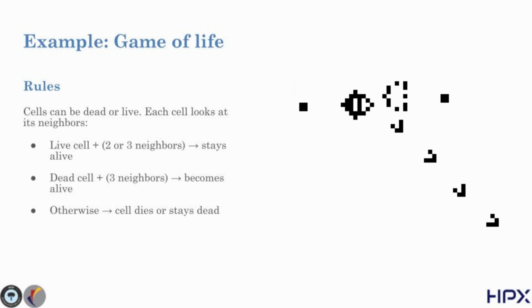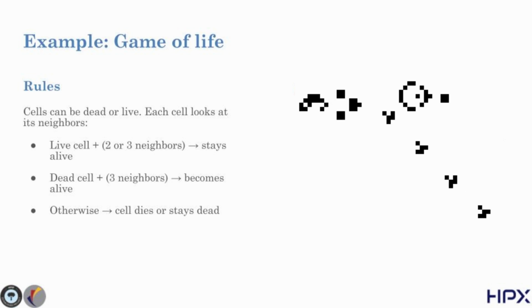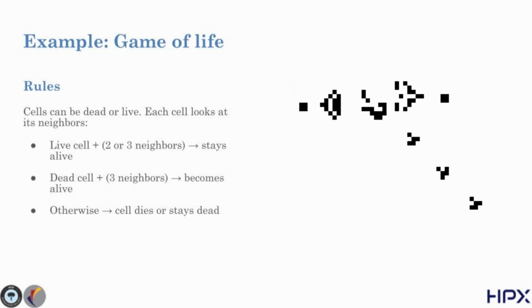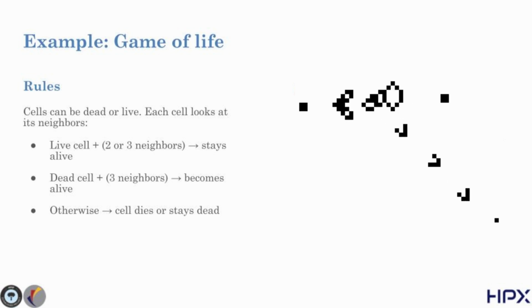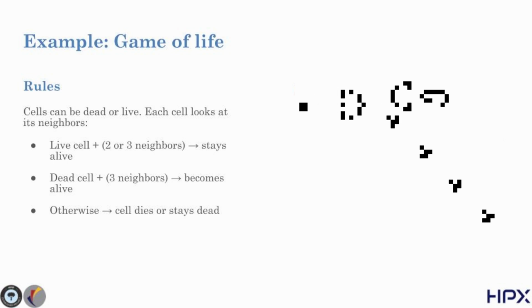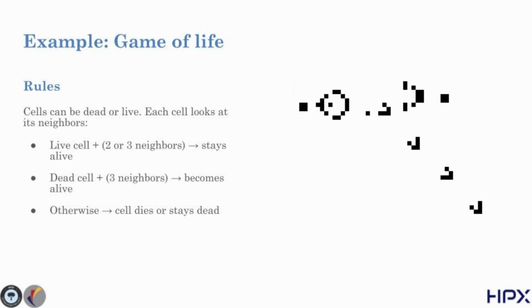Let's see now a more interesting example, the game of life. Imagine you have a grid made of square cells, like a chessboard, but much larger. Each square can be either alive or dead.